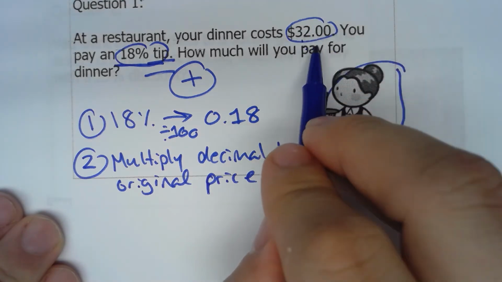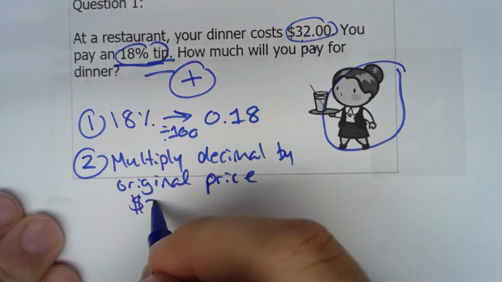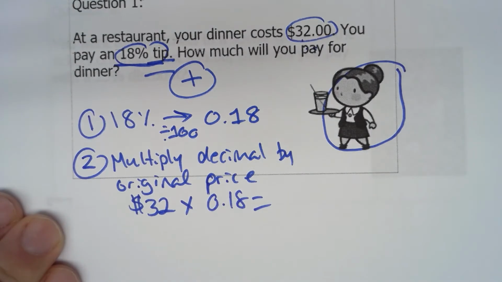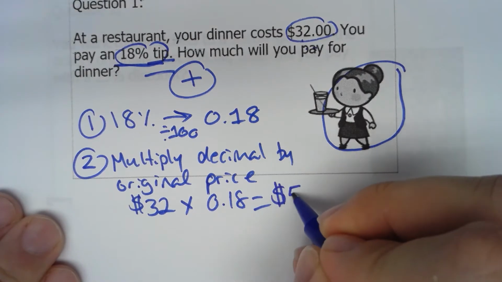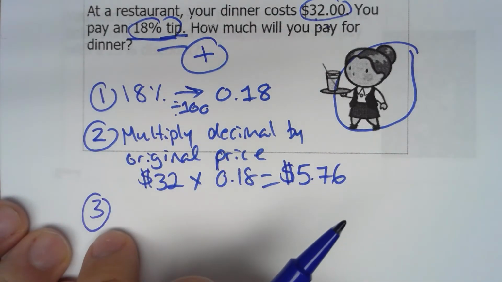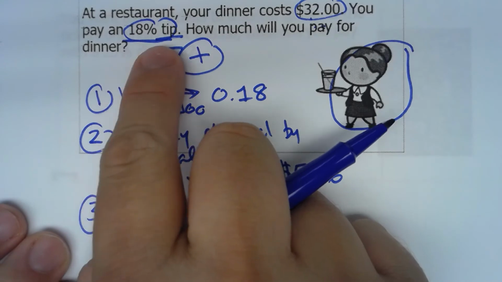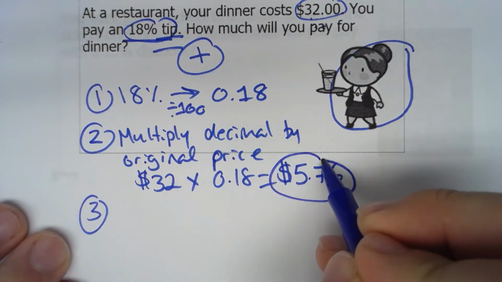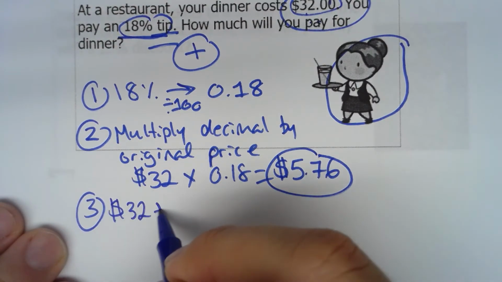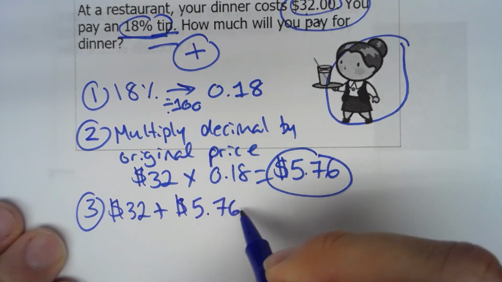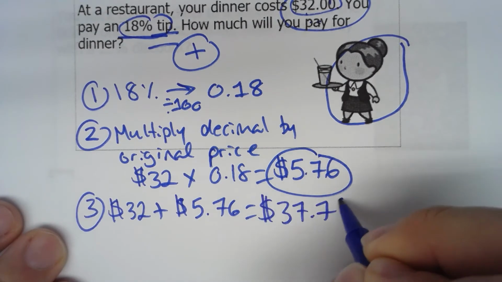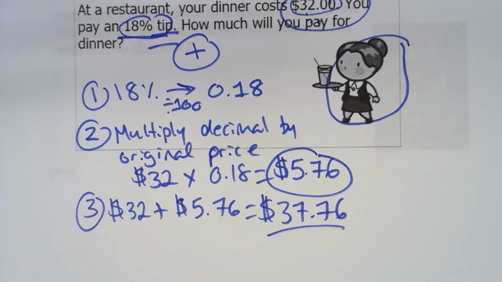The original price was $32. So I'm going to do $32 times 0.18. Let me do that on my calculator. I get $5.76. Step 3 is adding, because I'm doing tip. So now I have to add this to the original price. So $32 plus $5.76. The total I'm going to pay is $37.76. Easy, right?